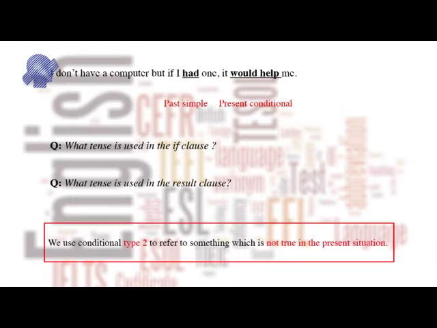When do we use this type of conditional? We use the second type when we refer to something which is unreal in the present situation. As we saw in the example, he doesn't have a computer, so he said, I don't have a computer, if I had one. So we refer to the present, but because it's unreal in the present, we use the past simple, okay?